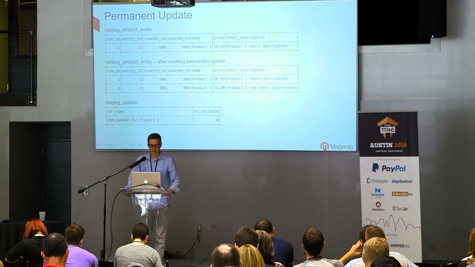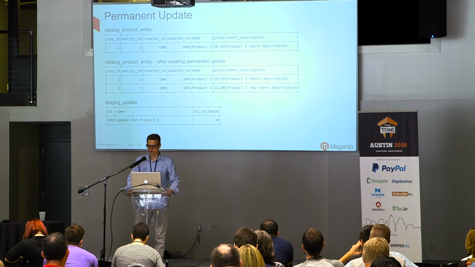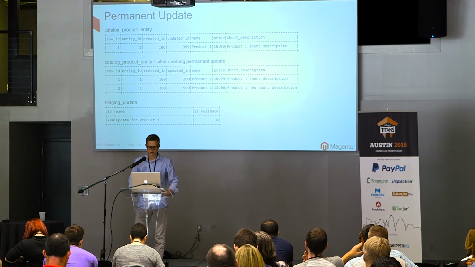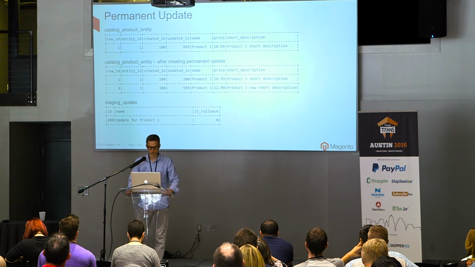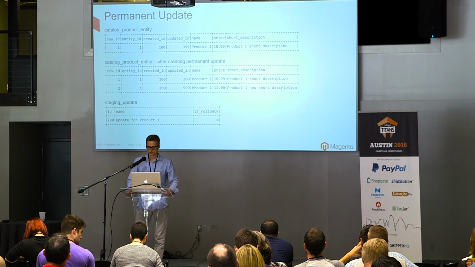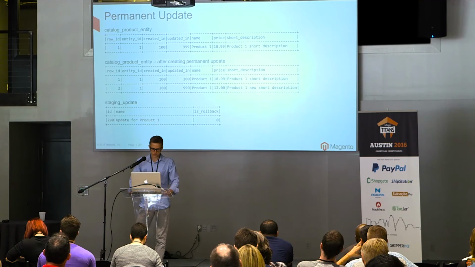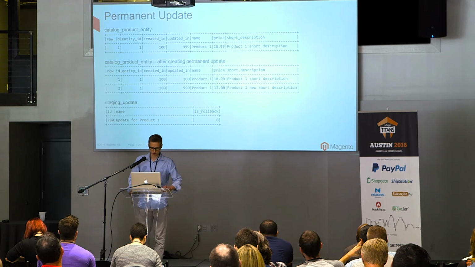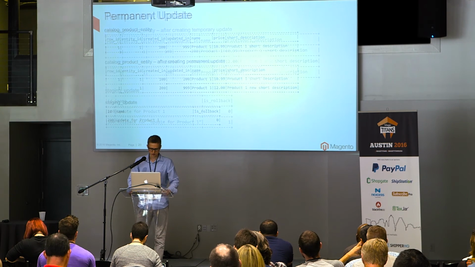In staging, we have permanent and temporary updates. Permanent updates don't have an end date. When you create a permanent update, Magento just adds another row to your product entity table and stores information about the version to the staging update table. Now, notice that is rollback is 0. It will become more clear why on the next slide.